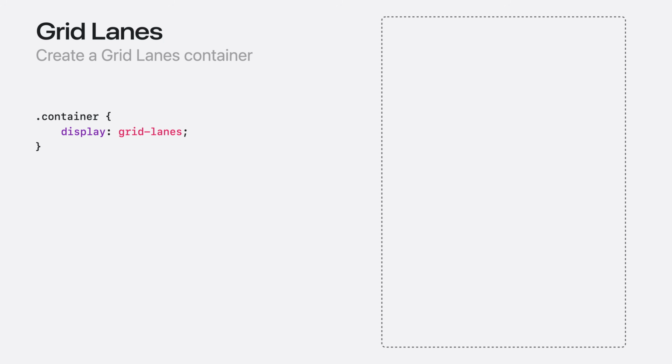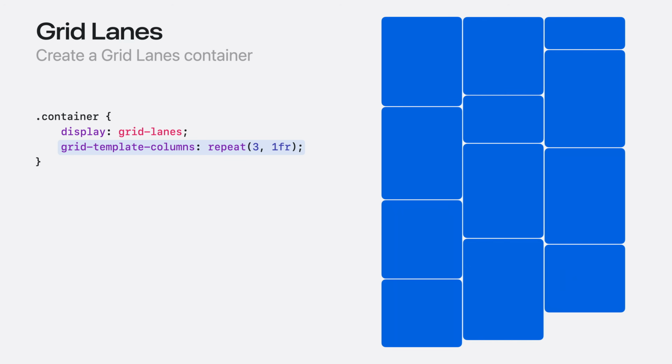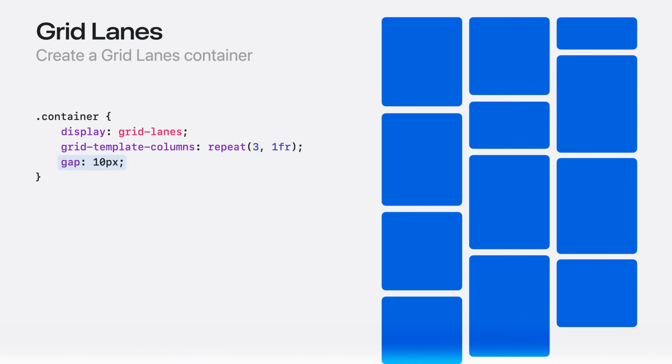So you've seen what Grid Lanes can do. Now let's build one. We start with a new display type, Grid Lanes. Then we define the columns. Grid template columns sets the number of tracks and how wide each track becomes. You'll notice the FR unit here. FR stands for fractional unit. It tells the browser to take the available space in the container and divide it up into fractions. So this piece of code says to divide the space into 3 equal fractions, creating 3 columns, all equally sized. And add a gap of 10 pixels, just like you do with Grid.